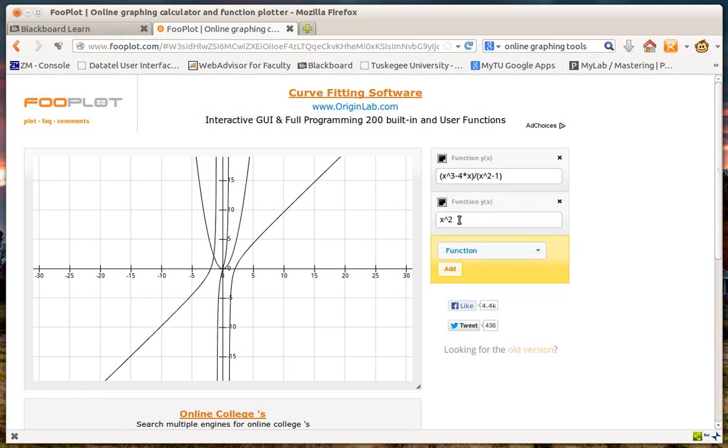This function is going to be y equals x, which is the oblique asymptote of this graph. An oblique asymptote is a straight line that the tail ends of the graph approach as you go further out to the left and to the right. And we can see that's exactly what's happening here.